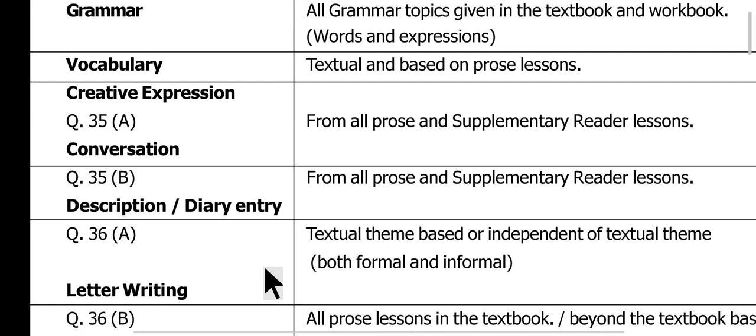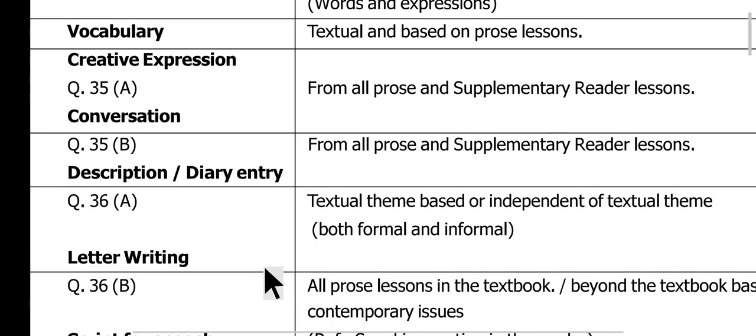Creative expression. The last item of the question paper is creative expression, which our students find a bit difficult to score high marks in. But if you study the textual content and follow the discourse indicators, definitely you can score better in this area too. It will have first 35A, conversation from any prose or supplement reader.